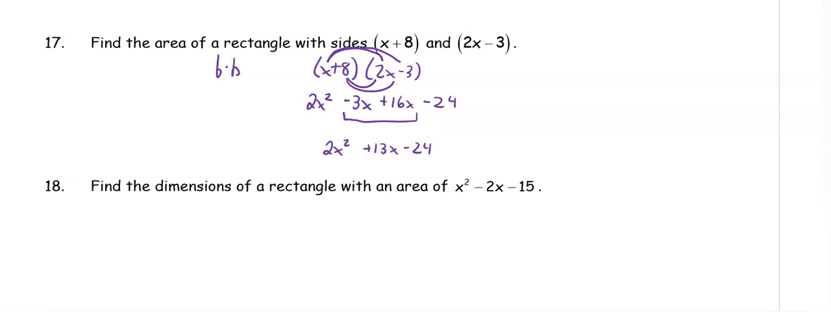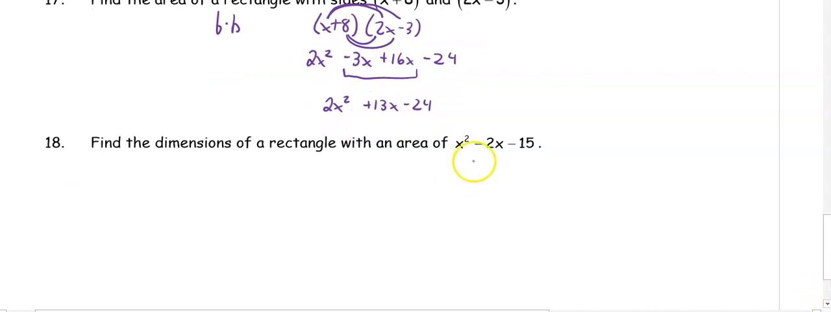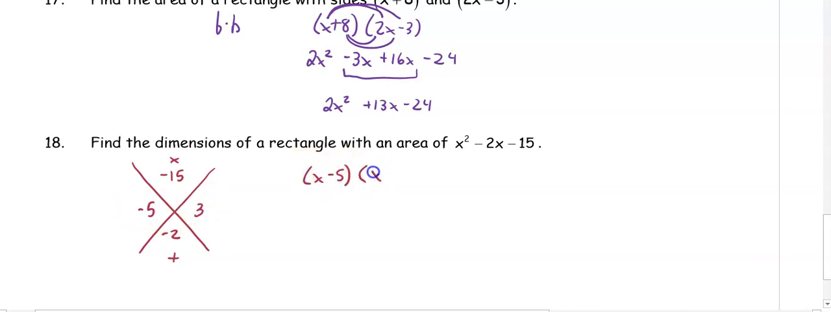In 18, we're going the other way. We want to find the dimensions of the rectangle. So here's what's multiplied out. We have to figure out what two numbers multiply to negative 15 and add to negative 2. So we want one of each sign. So we would have negative 5 and positive 3. So it'd be x minus 5 times x plus 3 would be our dimensions. They would each represent a side of the rectangle.